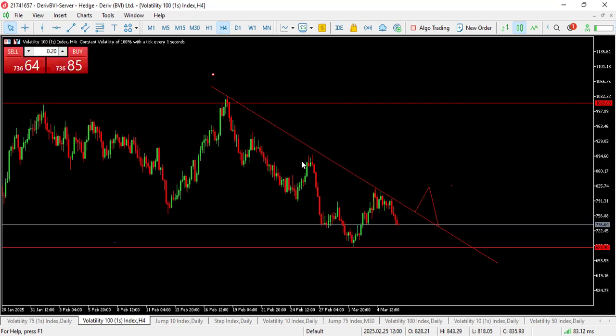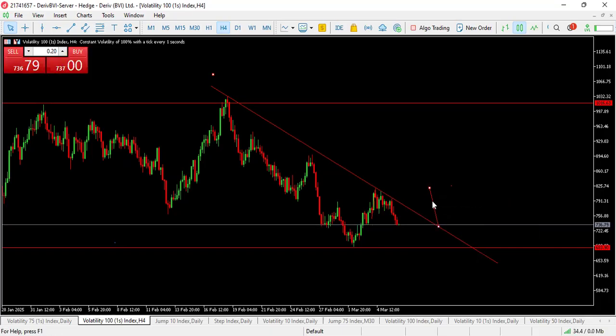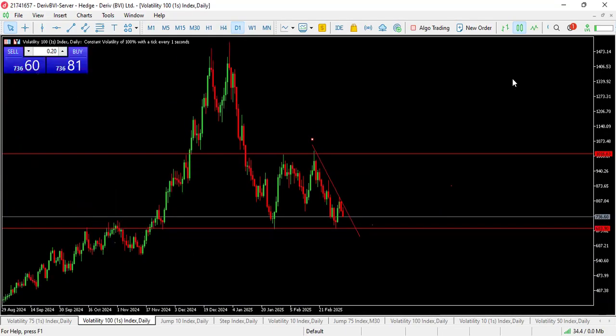Good. Apply this principle and see if it doesn't work. It works. Look out for zones. Look out for double tops, double bottoms. Look out for all these things. Like here is a double top on a higher time frame. It means that this was a sell signal.